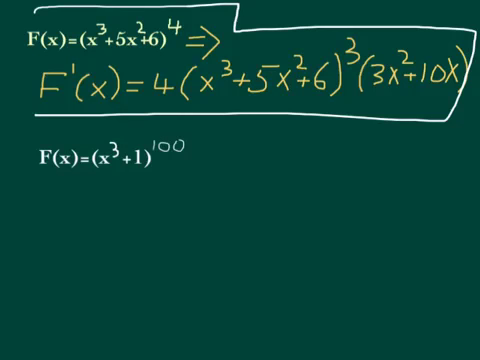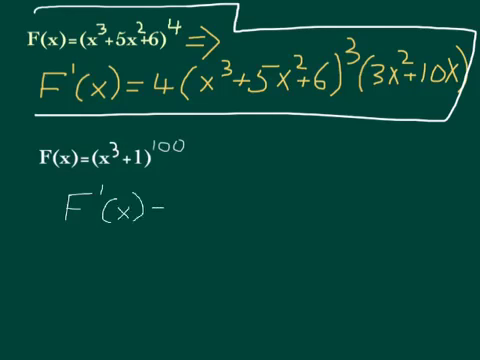This time f of x is (x cubed plus 1) to the power of 100. Now, I really don't know how to factor the power of 100. It might have been possible to multiply the last one out 4 times, but to do the power of 100, I really don't know how. But we have our chain rule, and that will make it quite easy.